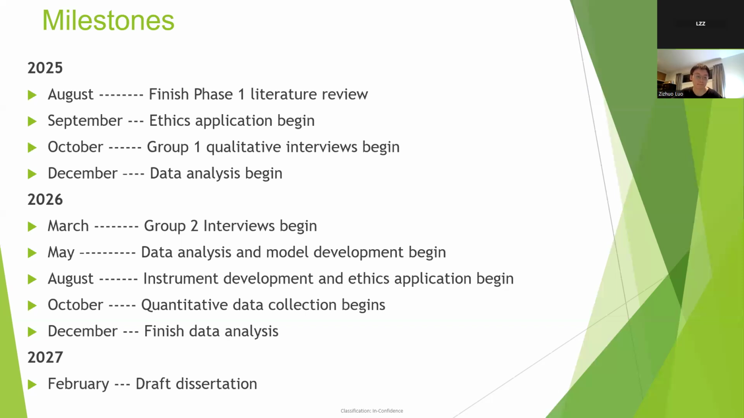Moving to next year. In March, I will start my group 2 interviews. In May, I will start to analyze all the qualitative data and develop the theoretical model. In August, I will start instrument development and apply for the survey ethics application. In October, I will collect all my quantitative data, and by the end of next year, I will finish all my quantitative data analysis.